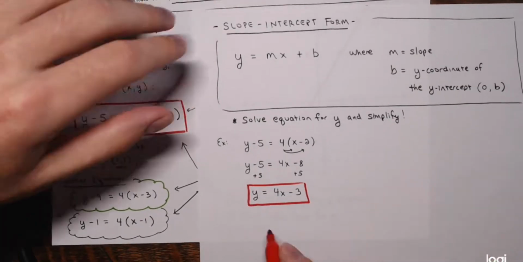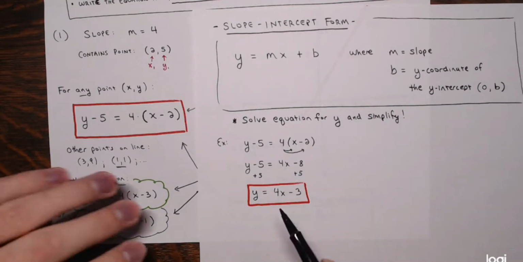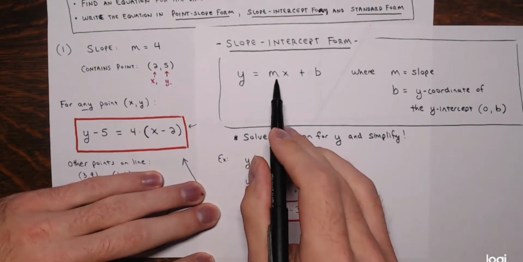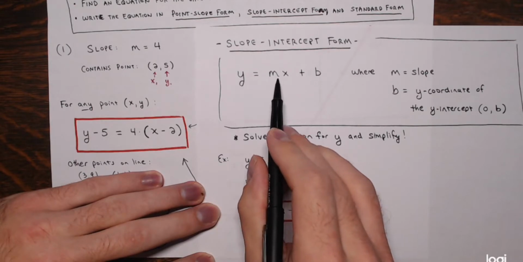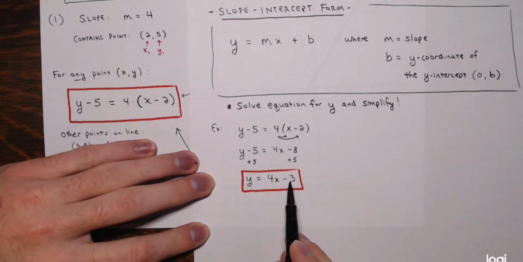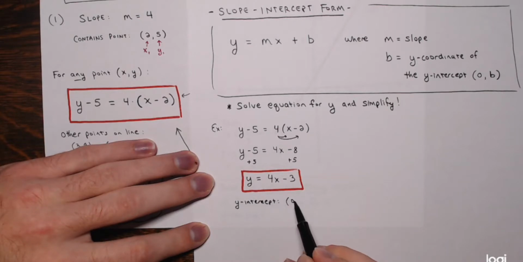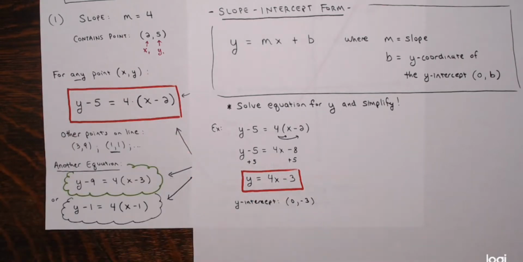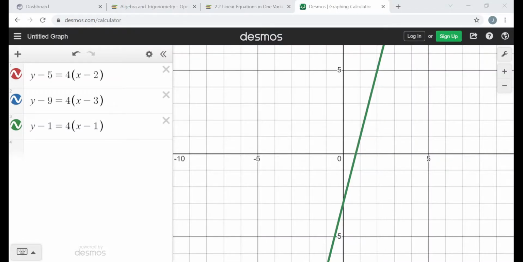But now we can also tell that the slope is 4. The coefficient of x, when you solve for y, that's the slope. The slope is 4. And now we also have the y-intercept. The point where the graph will cross the y-axis will be (0, negative 3). The constant term is just the y-coordinate. And again, this is exactly the same line as all the others, all these point-slope forms I had.